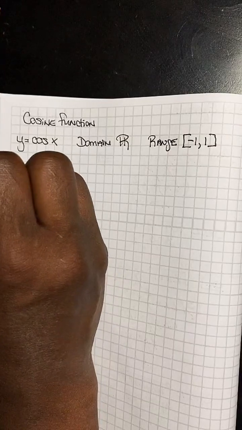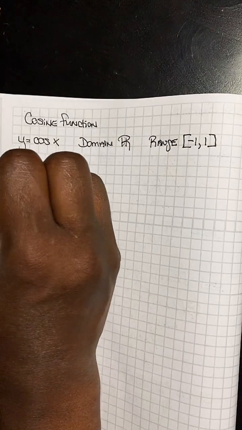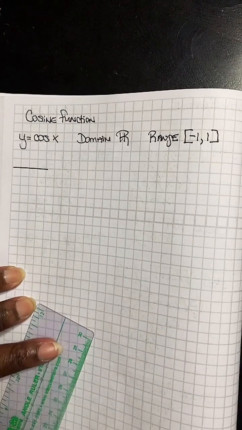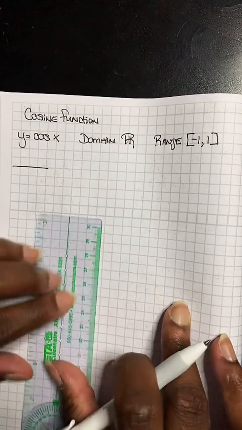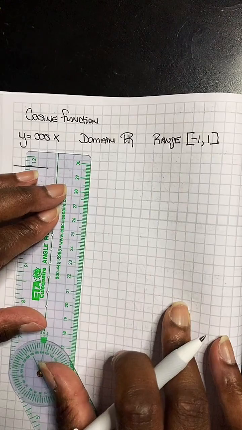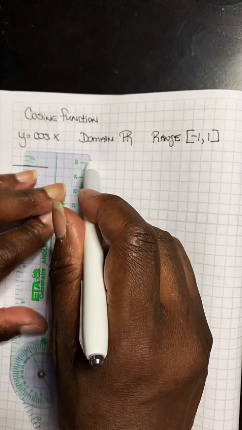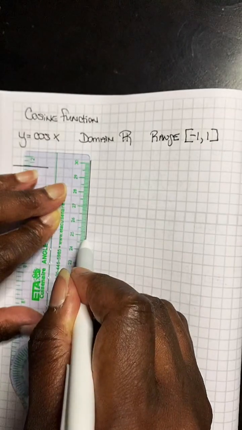The difference between the sine and the cosine is also where it starts and the shape of the graph. So instead of having two humps, you're basically going to have one.